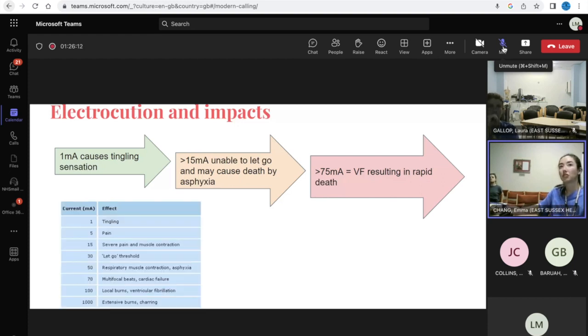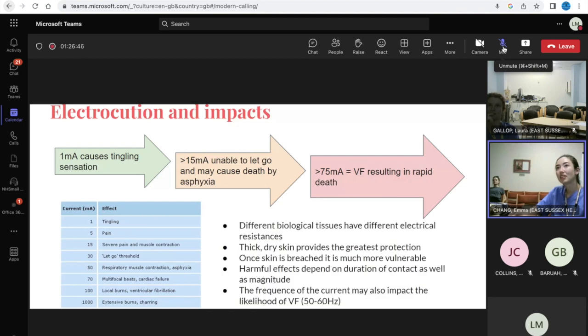And this is just a bit more of a detailed explanation. For example, 15 milliamps would be severe pain and muscle contraction. So we wouldn't tend to go anywhere near that. James was asking how it causes asphyxia, and essentially it means that you cannot breathe properly, and you're unable to let go to release yourself from the current, so you suffer from lack of oxygen.